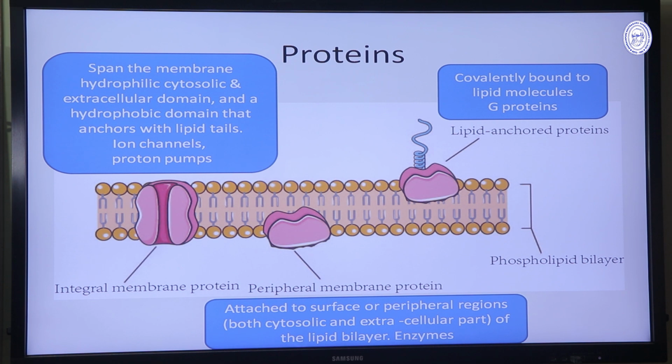The third type is lipid anchored proteins that get covalently bound to the lipid molecules. So, G protein, a very important protein in signal transduction, is a lipid anchored protein.